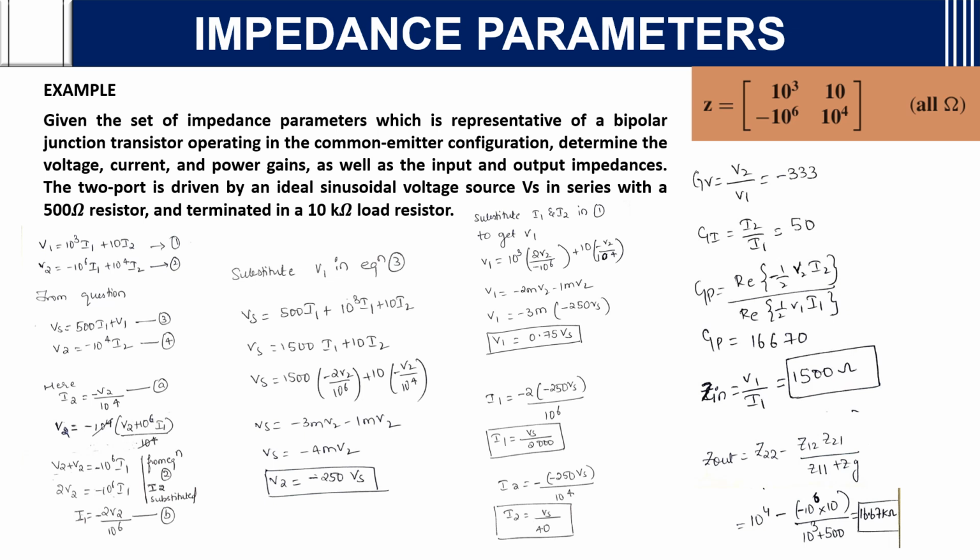If you see here, Z22 is 10 power 4 and Z12 is minus 10 power 6. Z21 is 10 and Z11 value is 10 power 3. Zg value is what they have given in the question, that is 500 ohms, the generator impedance. So you will get 16.67 kilo ohms as the output impedance.